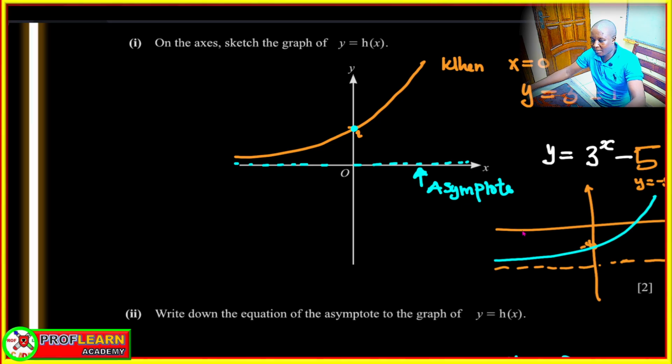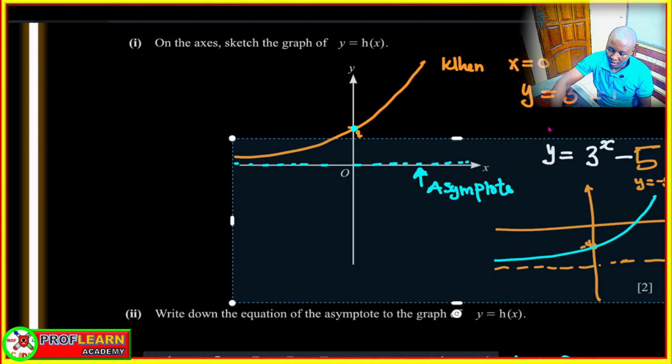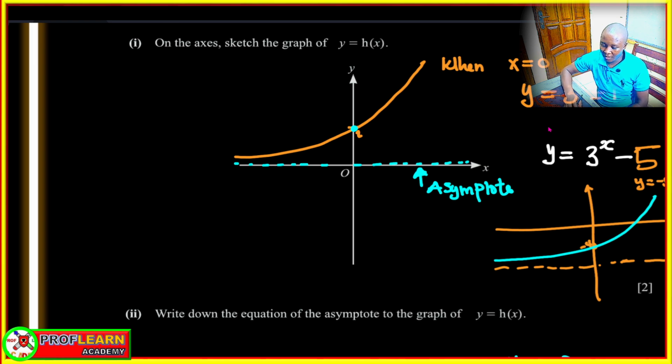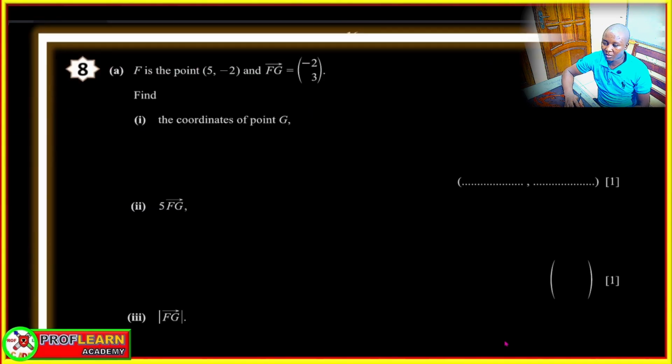All right, maybe this is too much for you, but you need to know how to state those asymptote kind of questions, and I believe that has helped. You've understood it a bit better. Moving further, let's see what other question was asked. We have a question to do with vectors.